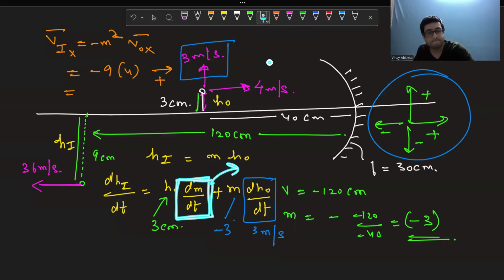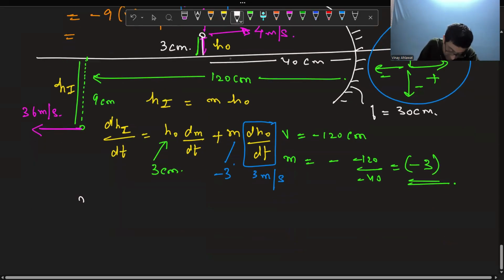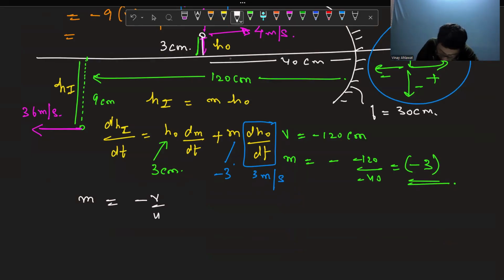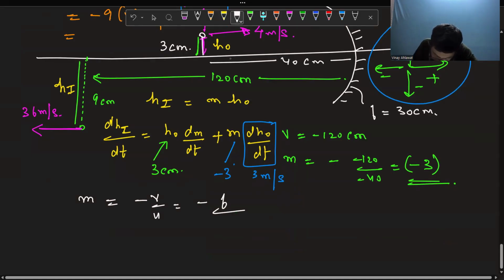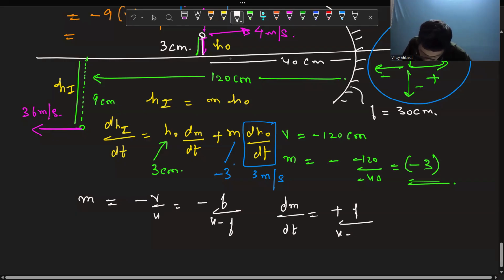Well, let's go to magnification. Magnification for mirror was minus v by u. This becomes minus of f upon u minus f. So dm by dt becomes plus f upon u minus f whole square into du by dt.